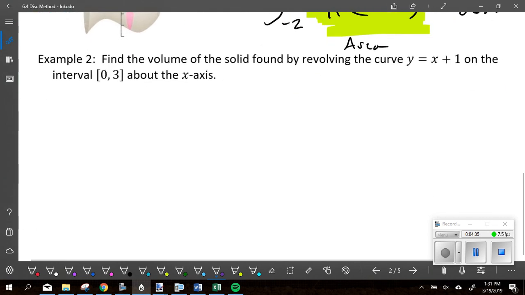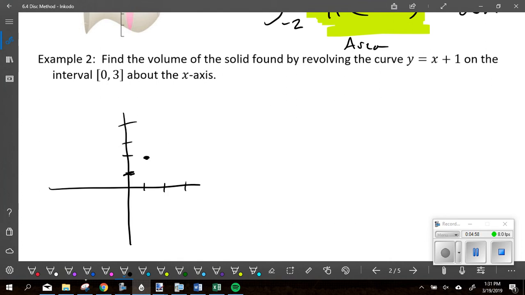Let's do it again. Number 2 says find the volume of the solid formed by revolving the curve y equals x plus 1 on the interval from 0 to 3 about the x-axis. We have our line. We're revolving about the x-axis. We have the line y equals x plus 1, so I'm starting up there. It's got a slope of 1 and a y-intercept of 1. Should look something like this. And you're going in between the lines 0 and 3. You're on that interval. So this is the shaded region that they're referring to, this spot right here.